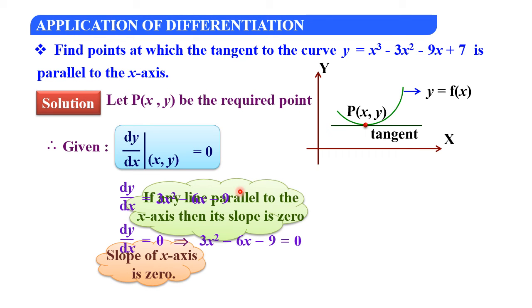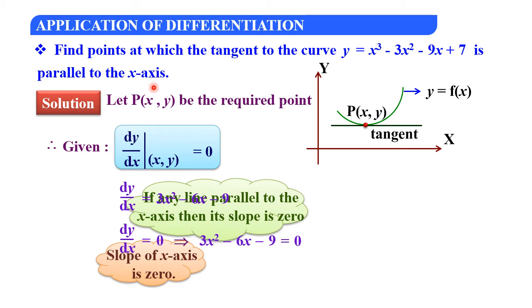Next, find the points at which the tangent to the curve is parallel to x-axis. Remember very well, you people need to remember one important point. When the tangent is parallel to x-axis, the slope of the tangent is 0. When the tangent is parallel to y-axis, the slope of the normal will be 0. These are very important notes, all of you remember it.